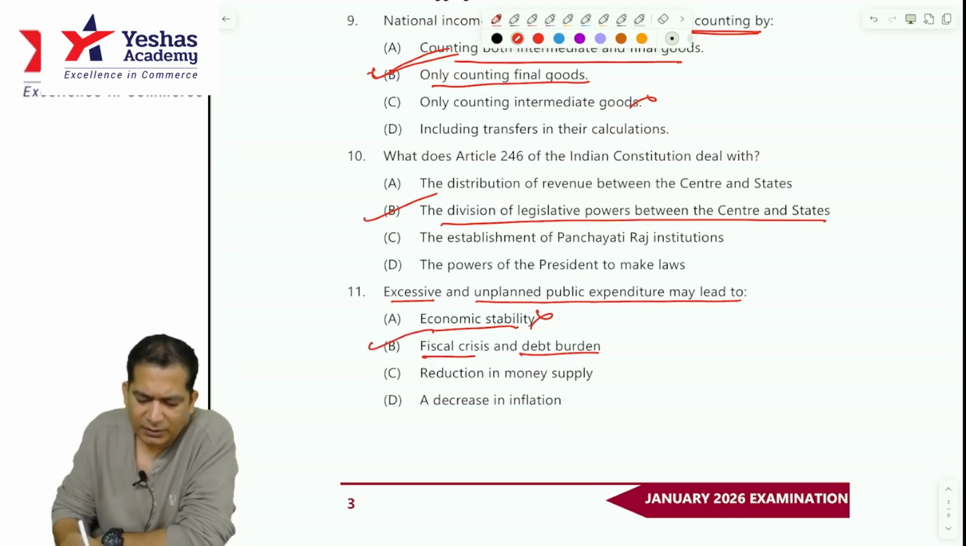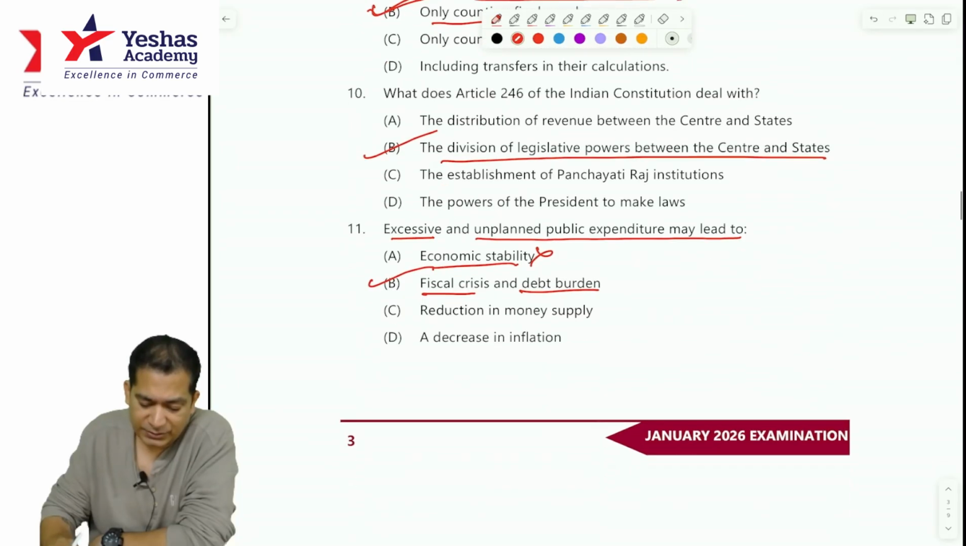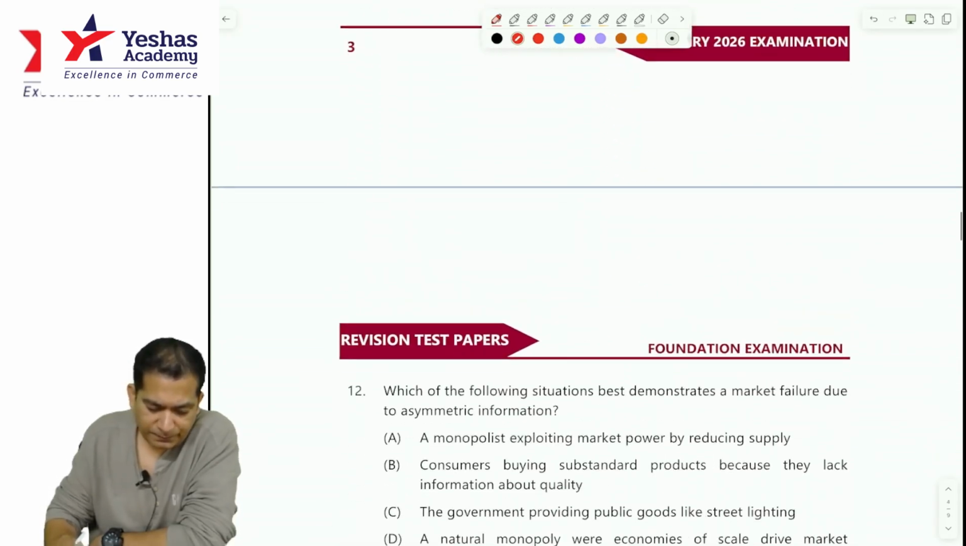Reduction in money supply, no. If you are spending more money, by borrowing more money, supply will increase. Decrease in inflation, no, inflation will increase. Question number 12 now.